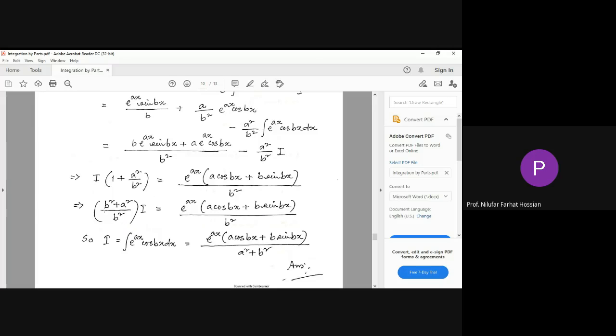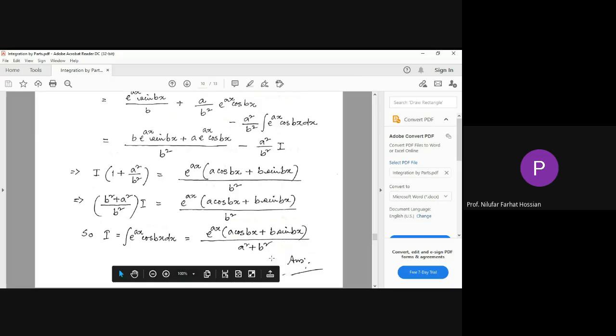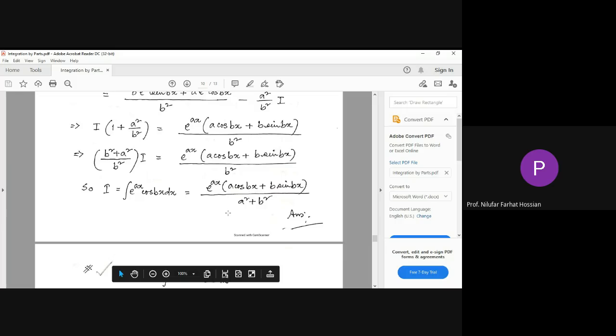You divide by this whole thing, so this b square and this b square will cancel out, and here in the right side this a square plus b square will come in the denominator. So this is your result, and you know this result can be used as a standard result.